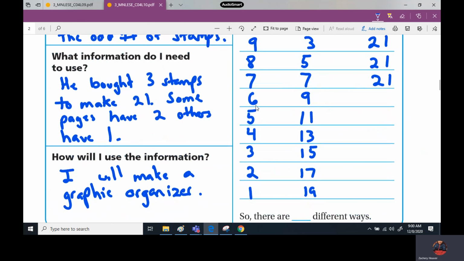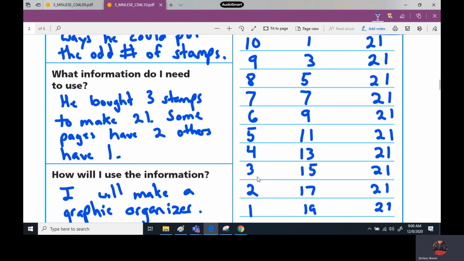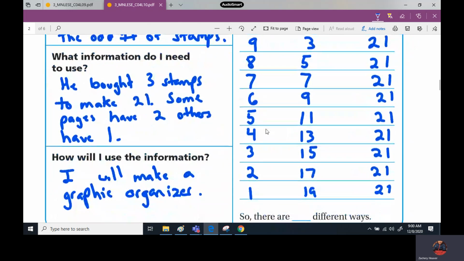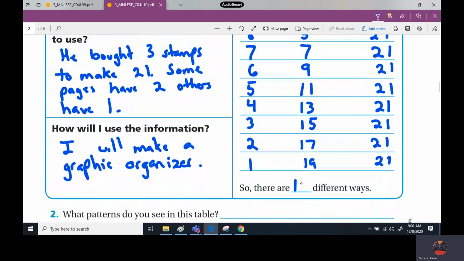For example, 6 times 2 is 12. Add 9 more, it makes 21. 5 times 2 is 10. Add 11 more, it makes 21. 4 times 2 is 8. Add 13 more, it's 21, and so on. So now we have 10 ways. 10 to 1 is 10 different ways.